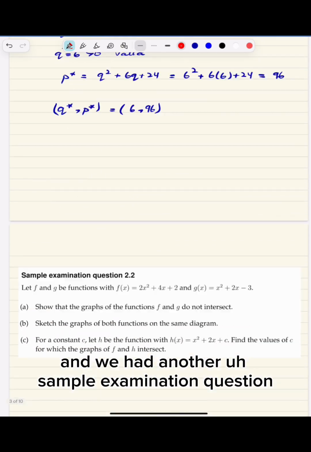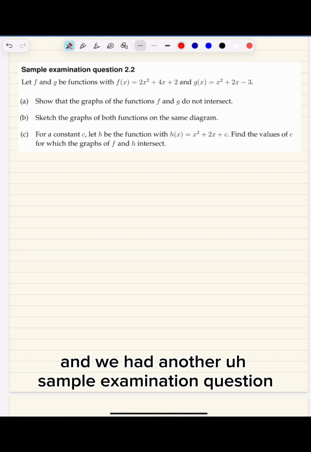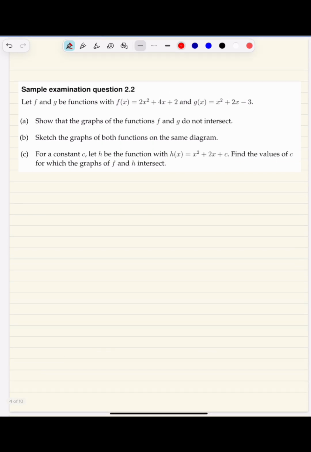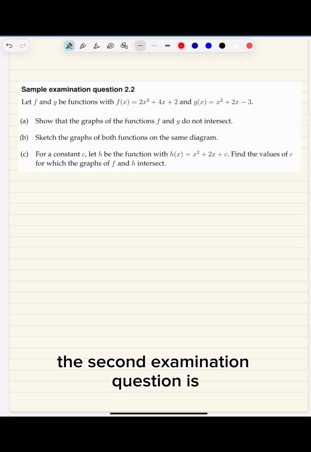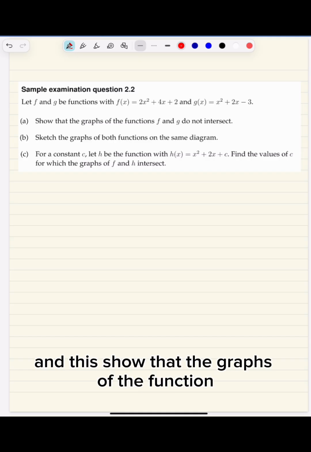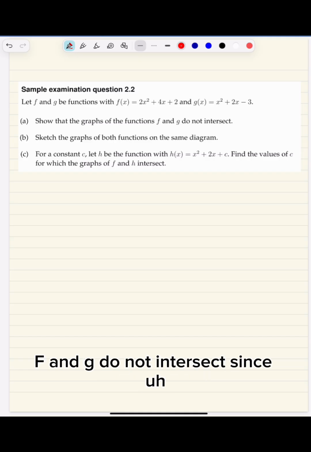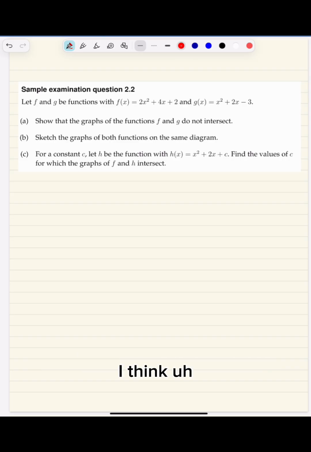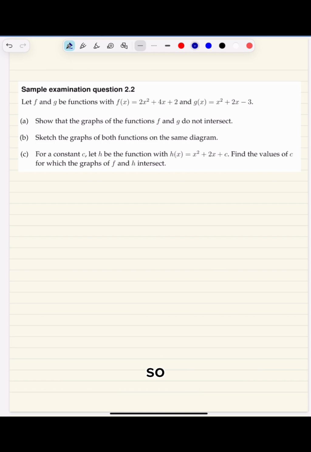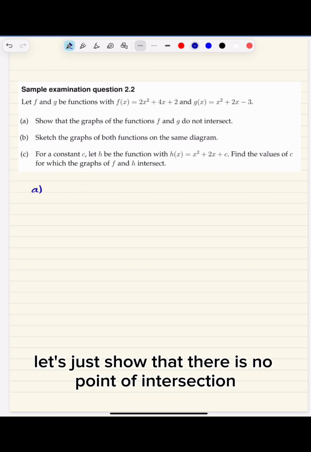And we had another sample examination question, and I believe 3 examination questions. The second examination question is, let f and g be functions given by this and this. Show that the graphs of the function f and g do not intersect. I think we can show this without actually drawing them. So let's just show that there is no point of intersection.